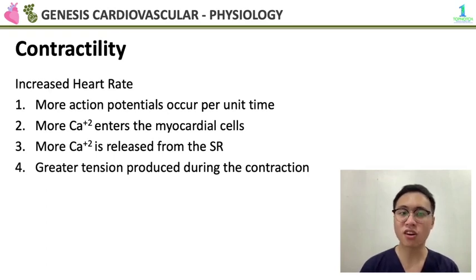So how does an increase in heart rate cause an increase in cardiac contractility? So I tried to simplify this and summarized it with 4 simple steps. Basically, if you have an increase in the heart rate, there are more action potentials that occur per unit time. So more calcium enters the myocardial cells and more calcium is released from the sarcoplasmic reticulum. Remember the concept of calcium-induced calcium release? So basically, di ba sariling sikap talaga to, puro calcium to doing all the work. And basically, greater tension is produced during each contraction if you have more calcium in the cytoplasm.